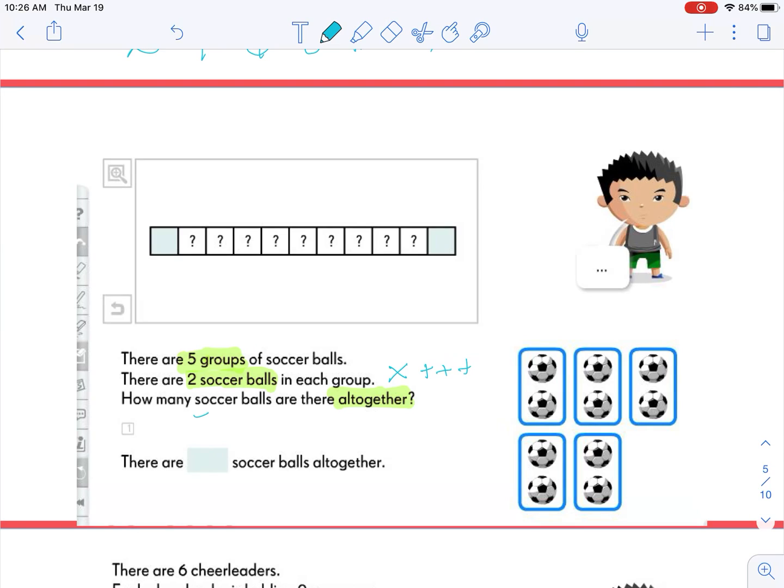We have 5 groups of 2. That equals 5 times 2. That's the same. Okay, let's go ahead and skip count the soccer balls by 2. Do it with me. Ready, set, go. 2, 4, 6, 8, 10. There are 10 soccer balls. Look at this. They restated the question all together. Okay?